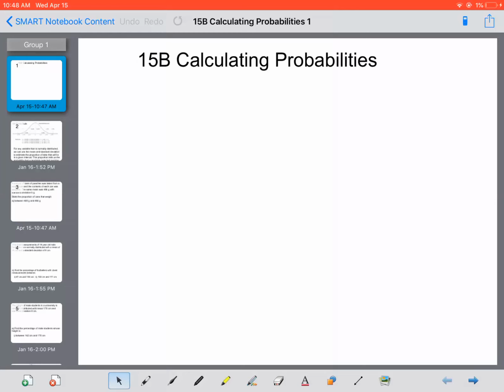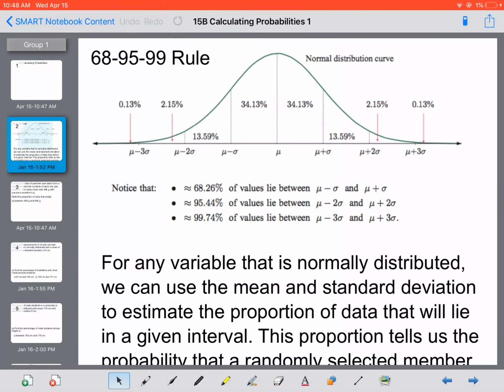Hello, today we're going to talk about section 15B, which is calculating probabilities of normal distributions. So the first thing we need to look at is our standard 68, 95, 99 rule of normal distributions. So essentially what this is telling us is if we have a normal distribution curve, 68% of the data, roughly 68.26 to be exact, percent of the data falls within one standard deviation of the mean.